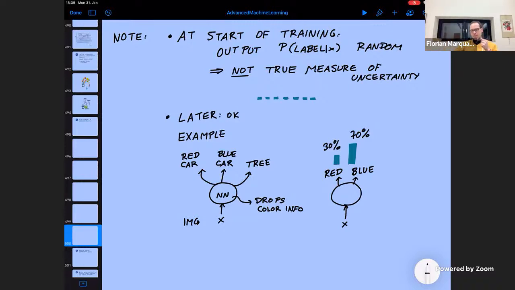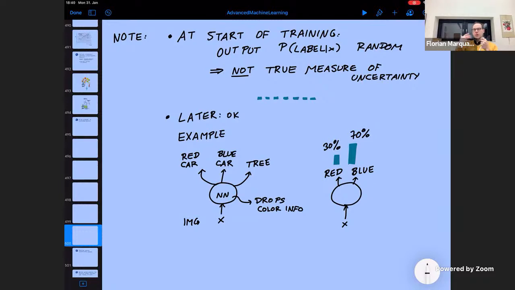There's the case of regression. Regression is, instead of having these categorical labels, you want to output just a number or a set of numbers, a vector. And then in the standard neural network training pipeline, we do not know the uncertainty.